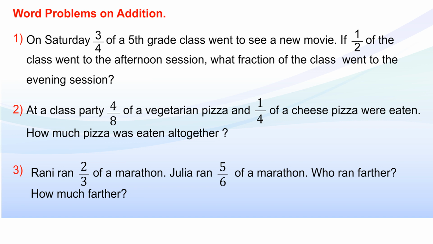3. Rani ran 2 by 3 of a marathon. Julia ran 5 by 6 of a marathon. Who ran farther? How much farther?